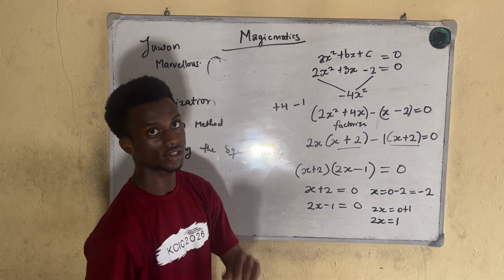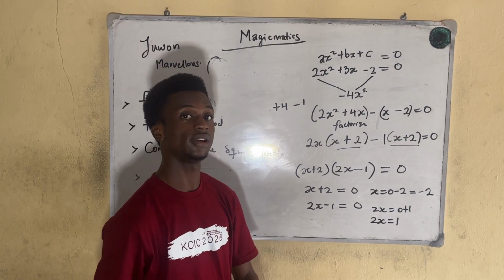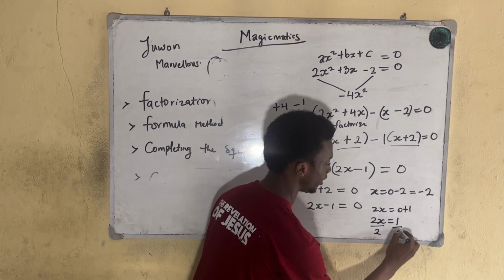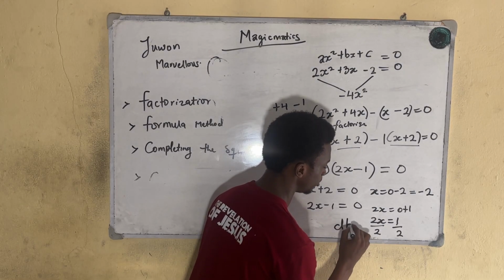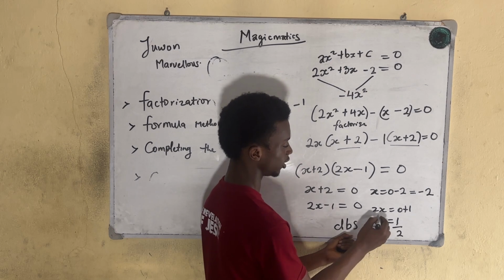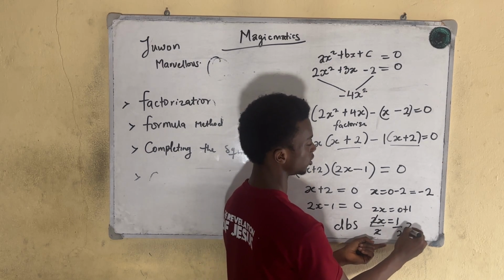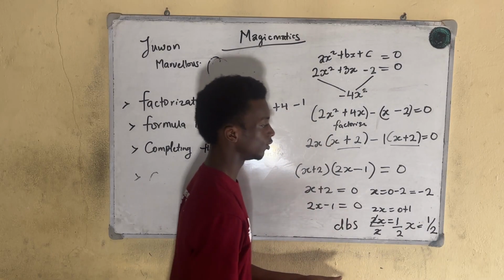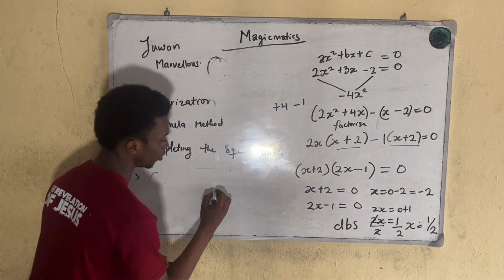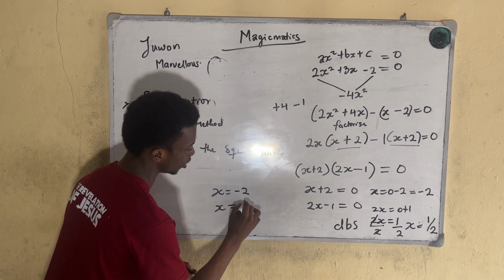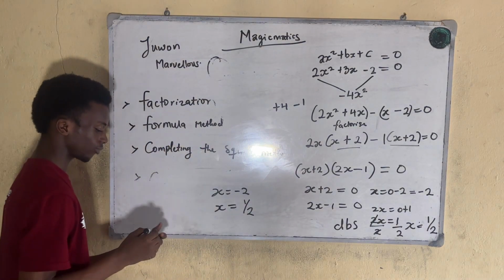However, we need the value of x, not 2x. 2 is still disturbing x. What we're going to do is divide both sides by 2. Divide both sides by what? 2. 2 is going to cancel 2. What we are left with is x equals 1 over 2. So our two values for x are what? x equals minus 2 and x equals 1 over 2.